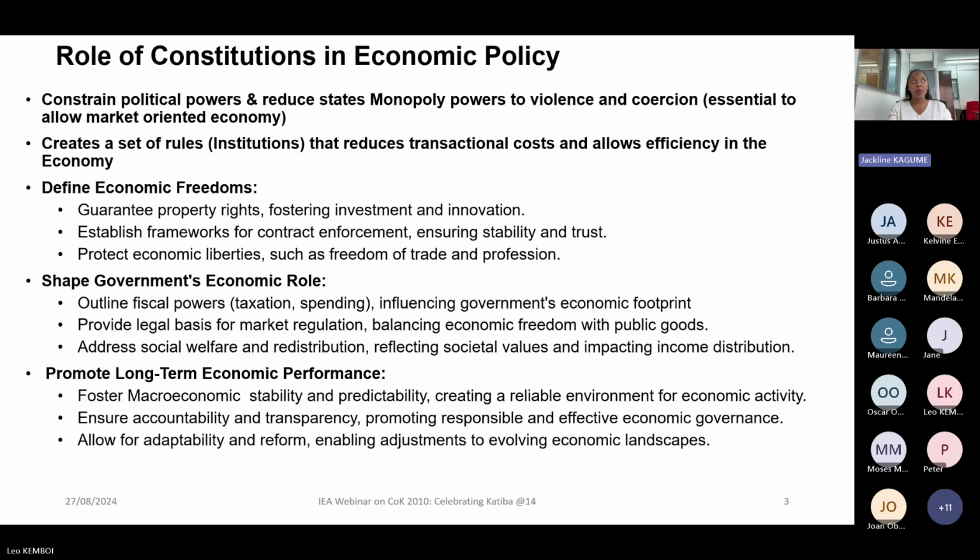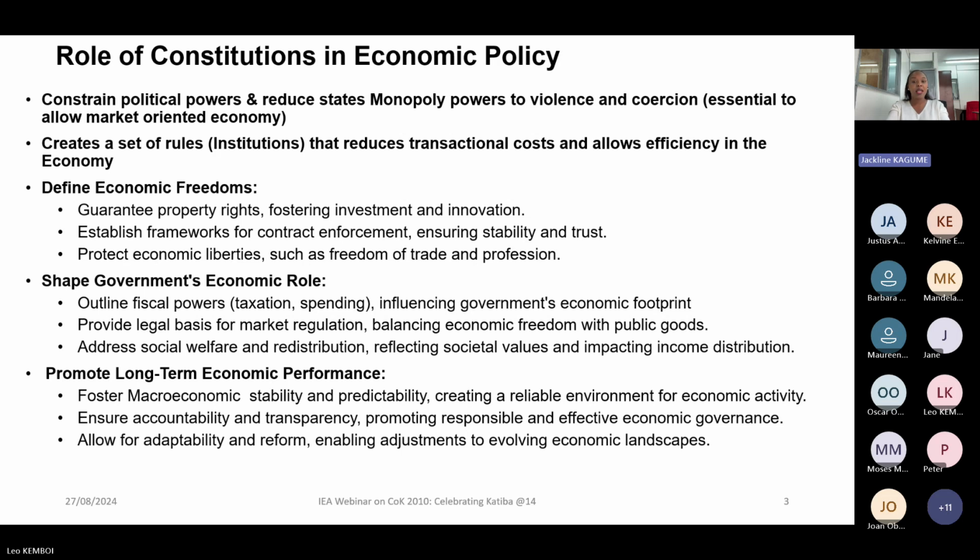The second one, in our assessment, is that we know constitutions create a set of rules, the overarching framework for countries' laws, regulations and institutions. And for purposes of economic policy, this allows efficiency in the economy by reducing what we call transactional or operational costs. So what we mean here, again, is that by defining the framework and rules for market operations, constitutions, including our own, are intended to reduce uncertainty and transactional costs associated with various economic processes. That's the second thing. Then the third thing is that they define economic freedoms.